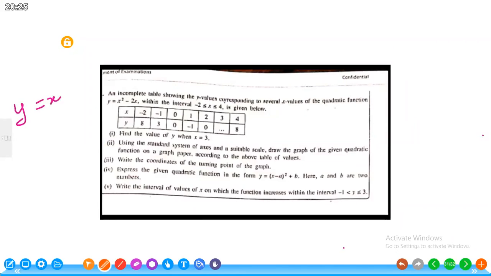y is equal to x squared minus 2x. When x is equal to 3, you have to substitute: 3 squared minus 2 into 3. Here, 9 minus 6, positive 3. The answer is positive 3. Right? And also, next one.